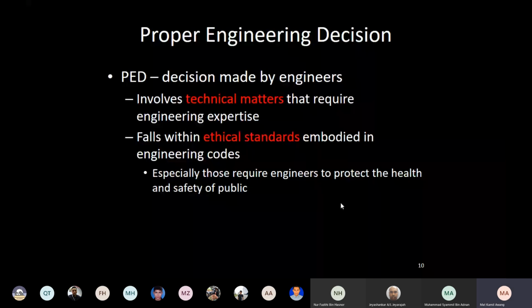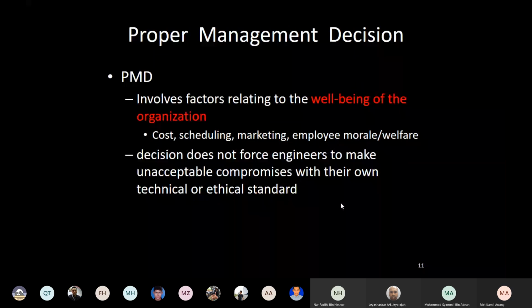Proper management decision. This is the decision made by the managers. What does the decision involve? It involves factors relating to the well-being of the organization: cost, project scheduling, marketing, employees' morale and welfare. These are the decisions that should be made by the managers.